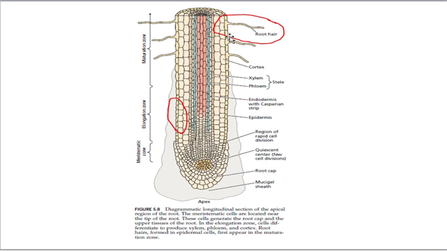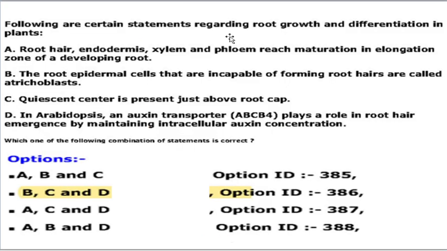Those cells which give rise to a root hair are called trichoblast cells, whereas those cells that don't give a root hair are called non-hair cells, and those are called atrichoblast. Next, the root quiescent center is present just above the root hair.